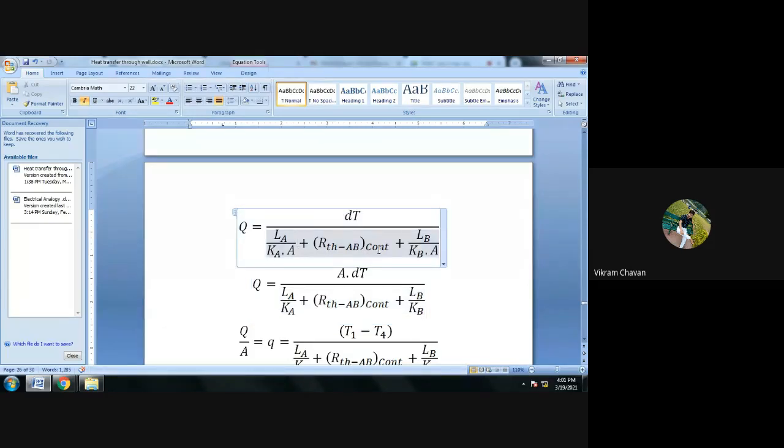Here the contact resistance is already provided as degrees Celsius per watt per unit area, so we can directly take 1 upon A, that is 1 upon area, common, and shift it to the numerator. Once we take 1 upon A common from the denominator, the area is shifted to the numerator side, where it is multiplied with the numerator. Getting everyone?